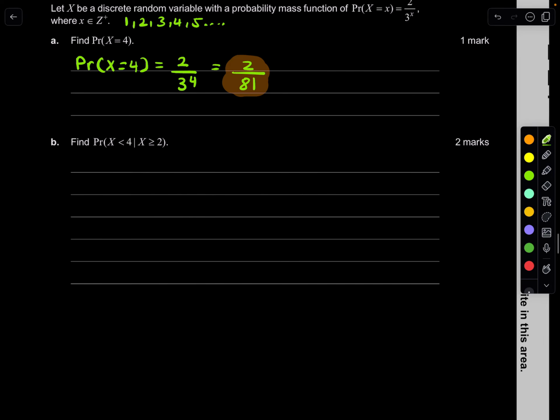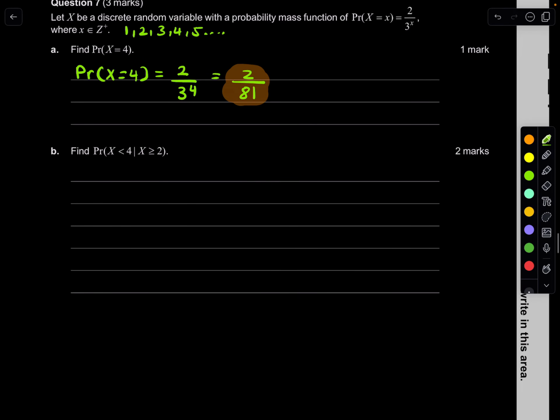Next one. Find the probability that x is less than 4 given that x is greater or equal to 2. All right, easy. Just use the given formula. We remember the given formula: first you need to find the intersection between these two. So let's do that. x is less than 4, intersection x is greater or equal to 2, all divided by the probability of what is on the right: the probability that x is greater or equal to 2.